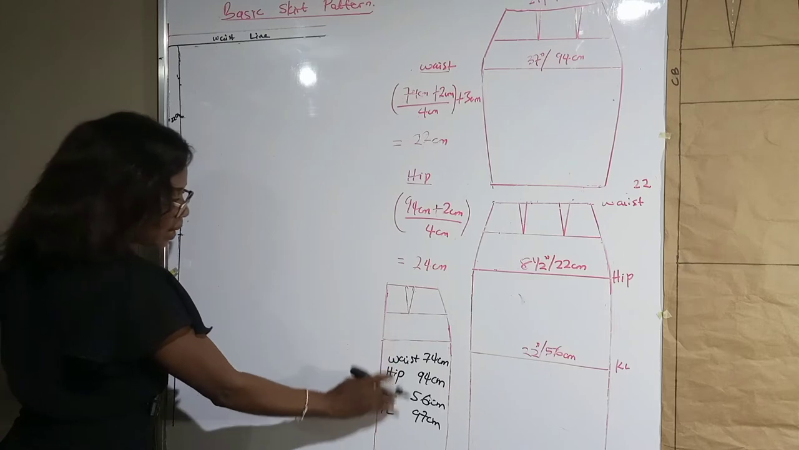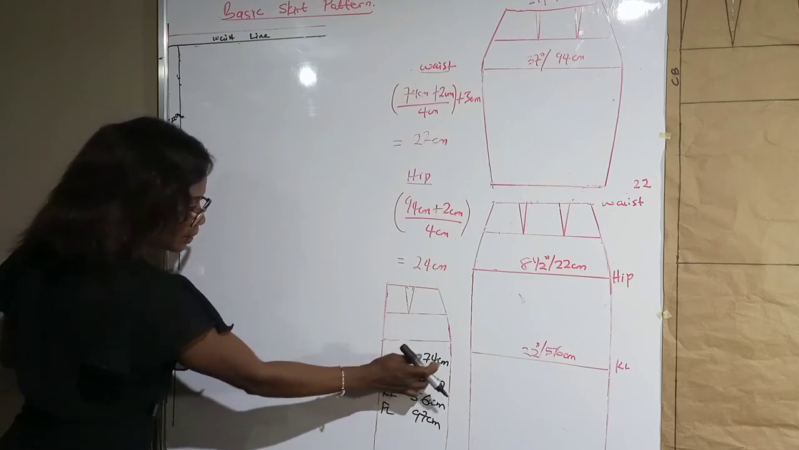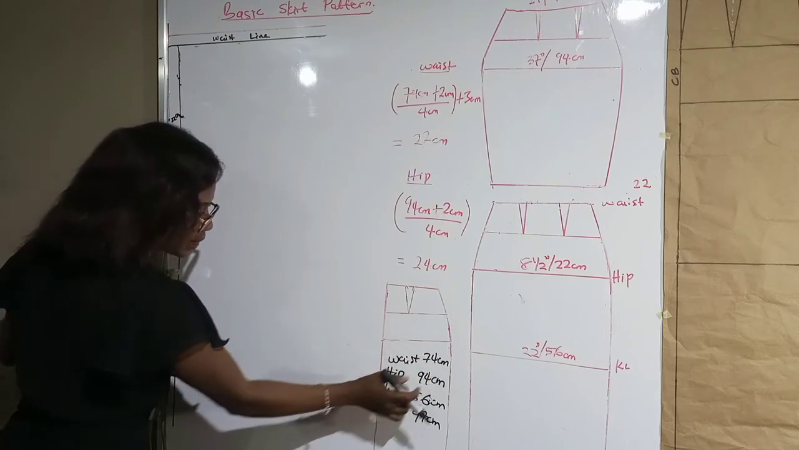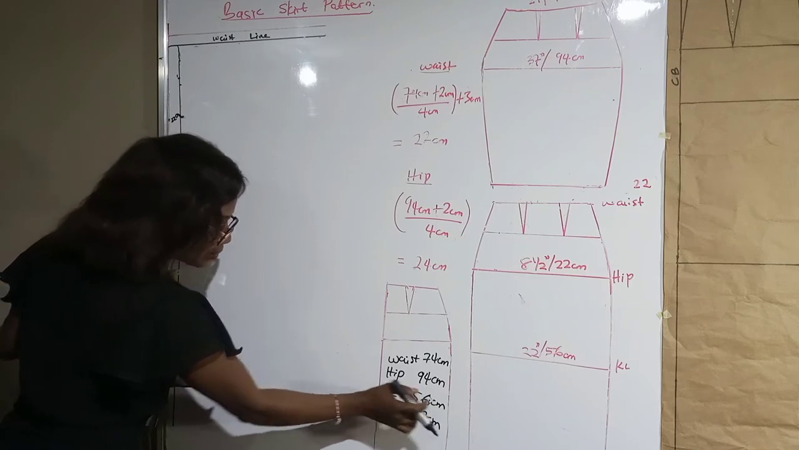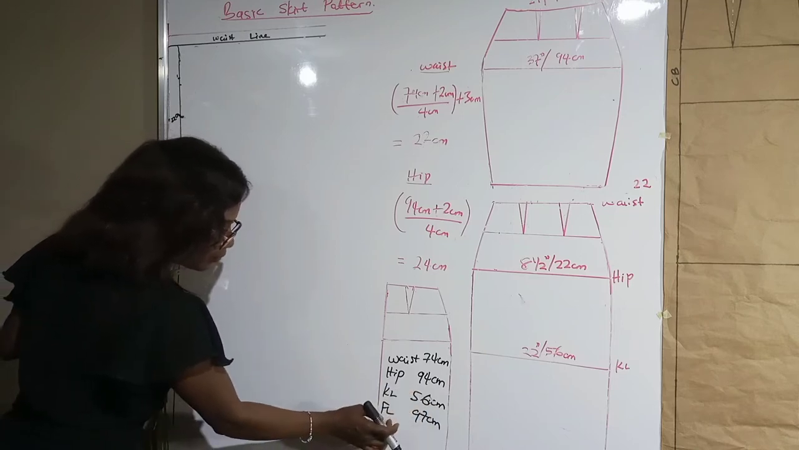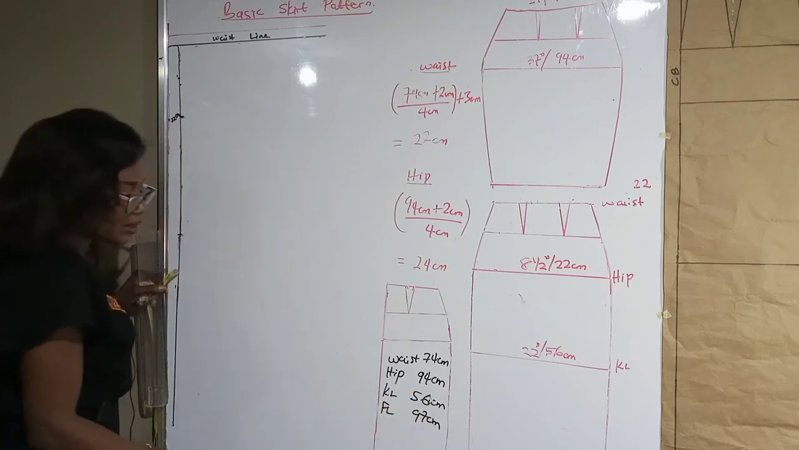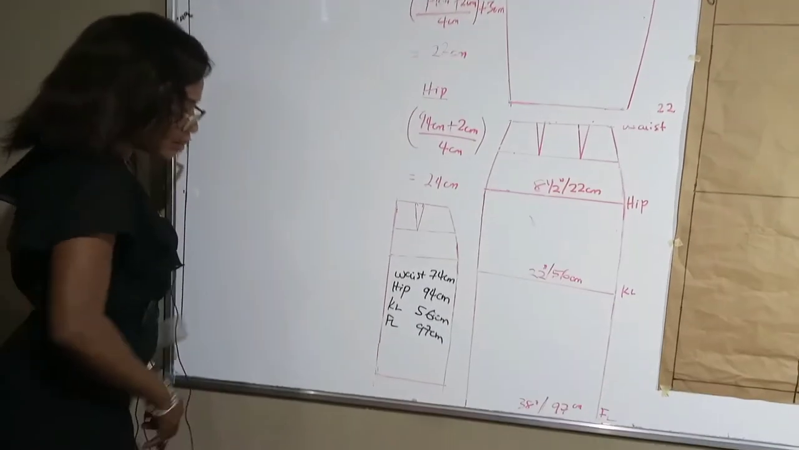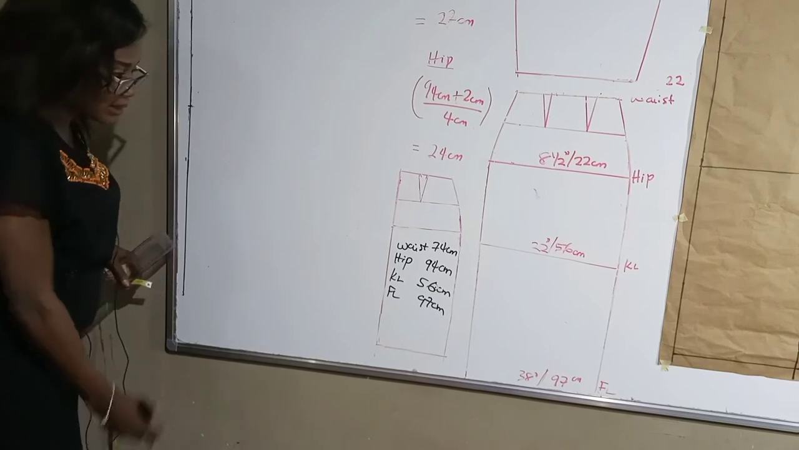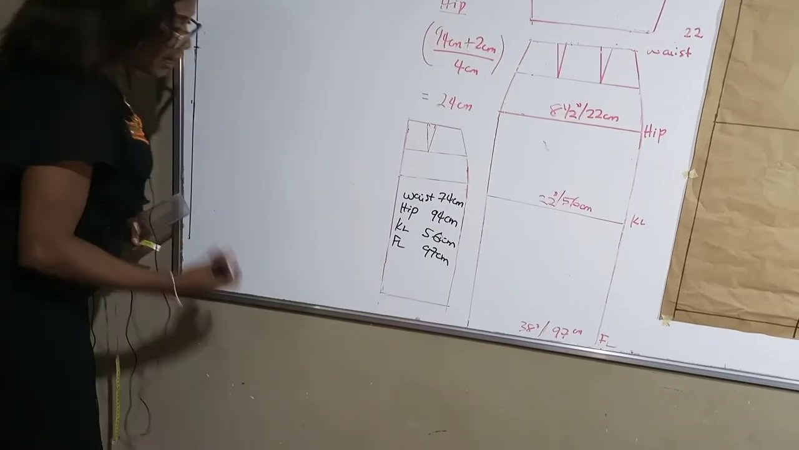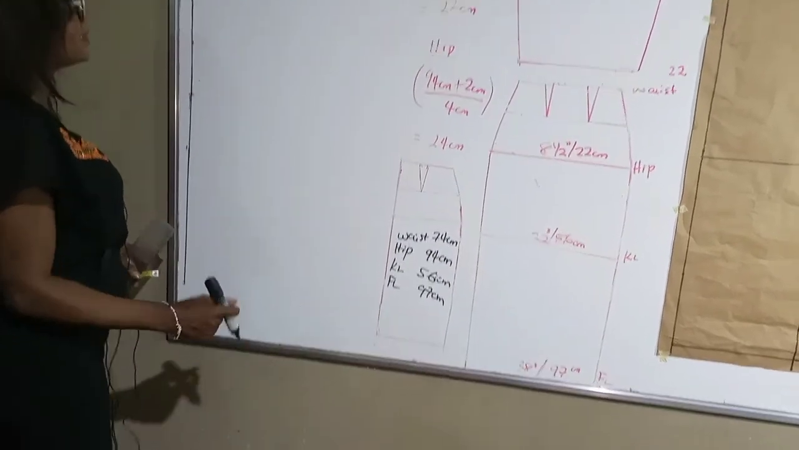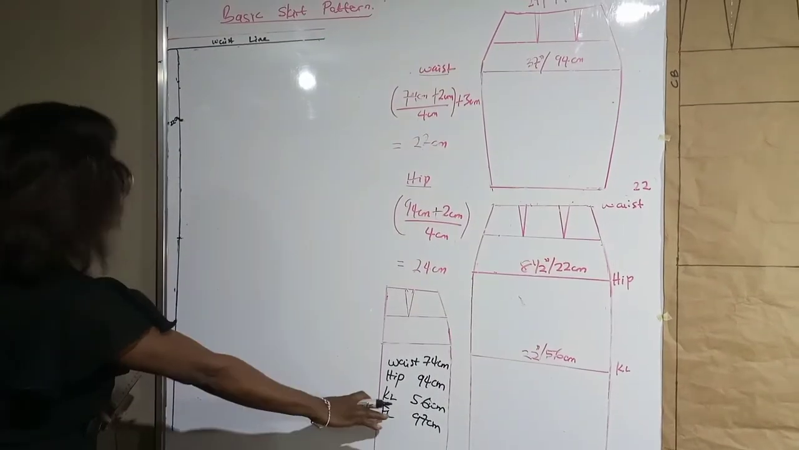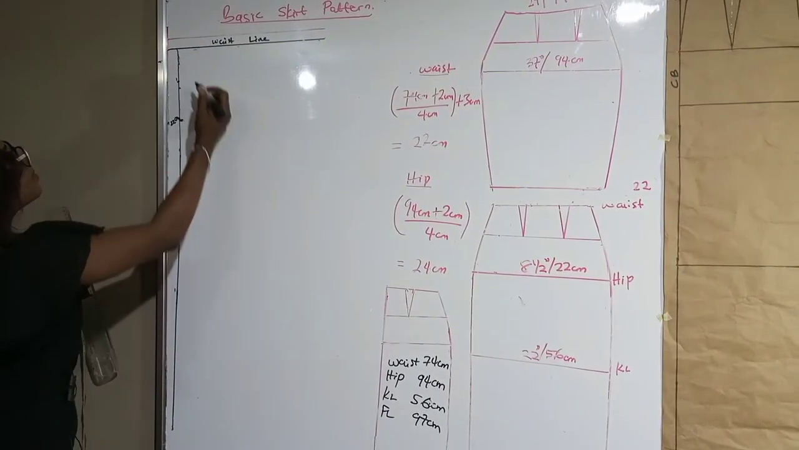Now, the required measurements: the waist is 74 cm, the hip is 94 cm, the knee length is 57 cm, and the full length is 97 cm. That is round the waist, round the hip, the knee length from waist to knee, and the full length from the waist to the floor length, or whatever length. Now, let's look at it.